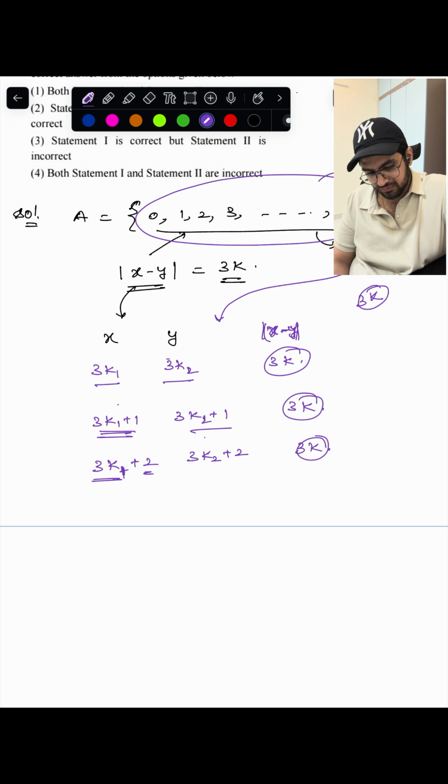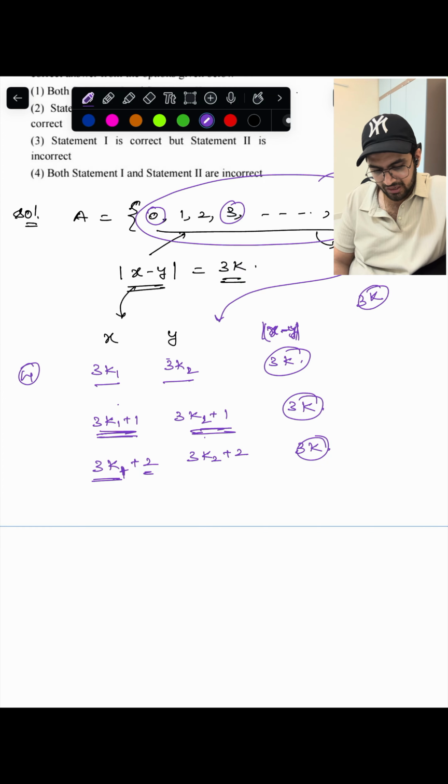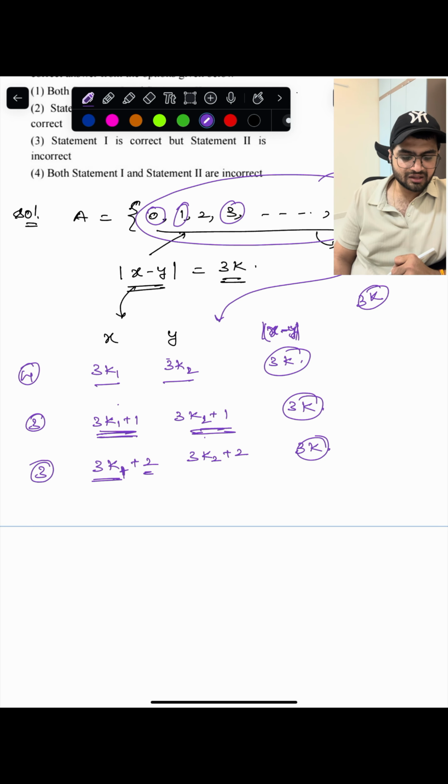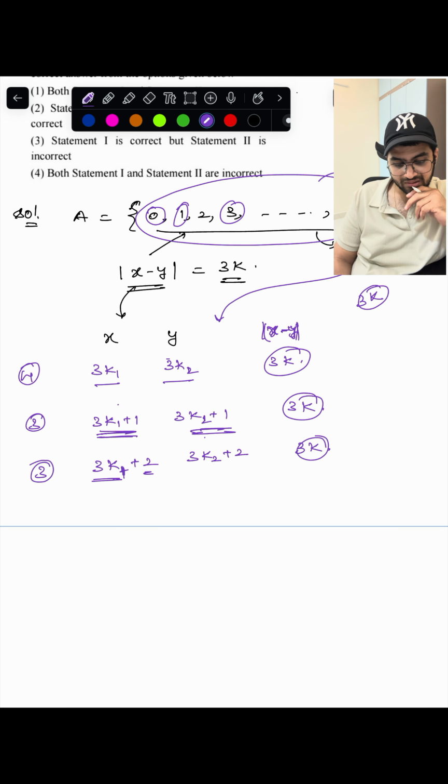Starting from 0, 3 and so on, you have 4 elements of that format. And how many of the form 3k plus 1? If k is equal to 0, I have 1. If k is equal to 1, I have 4. Like that you will have 3. So total 10 is there, already 7 are done. So here the other 3k plus 2 format elements are 3.